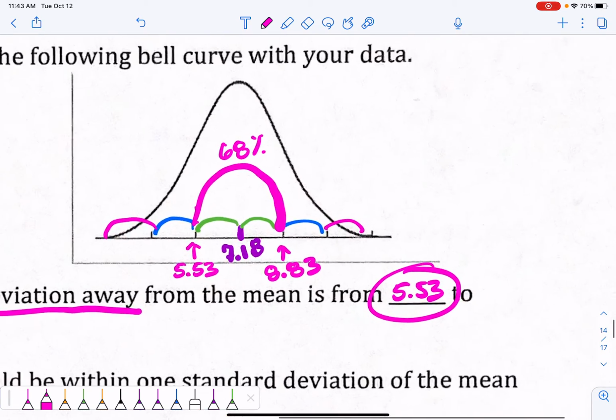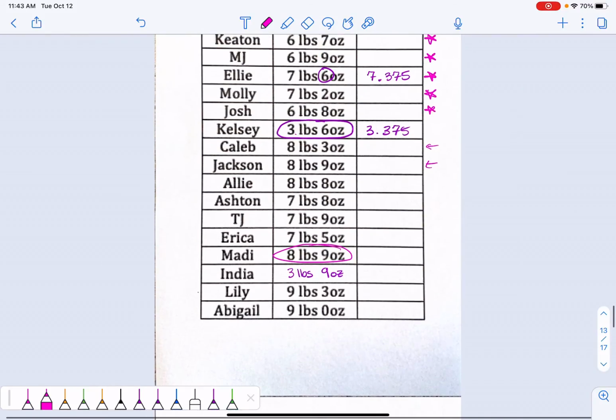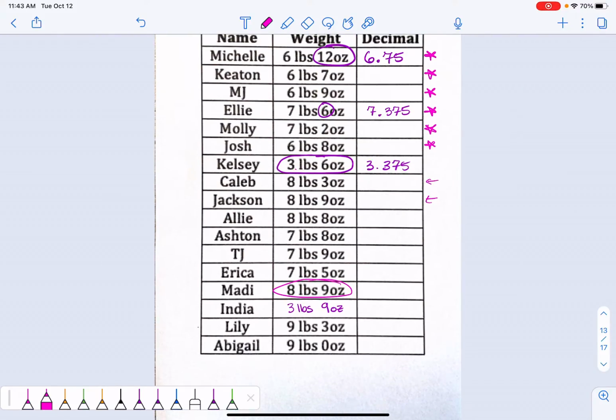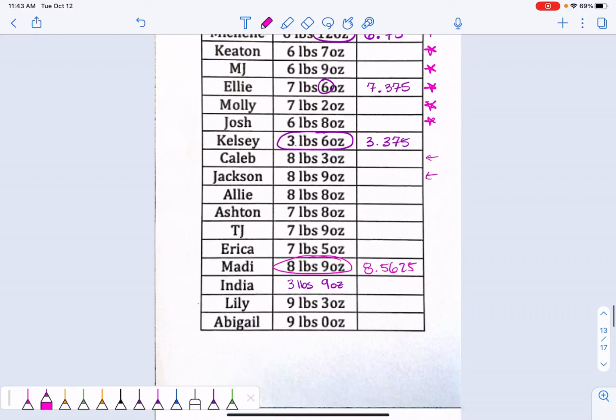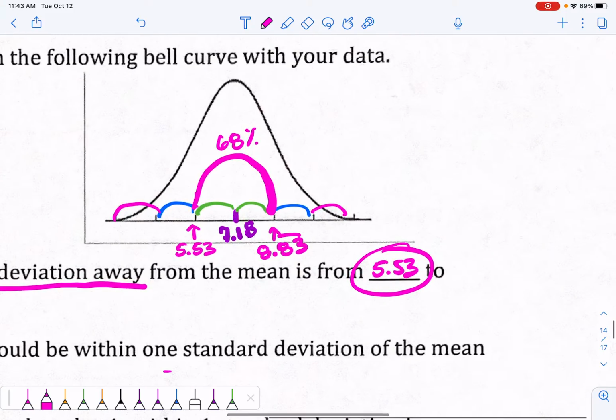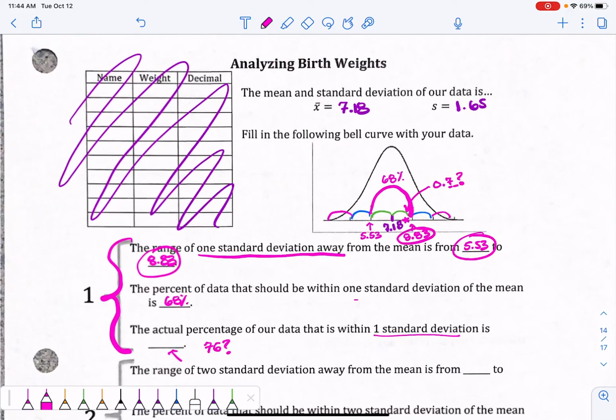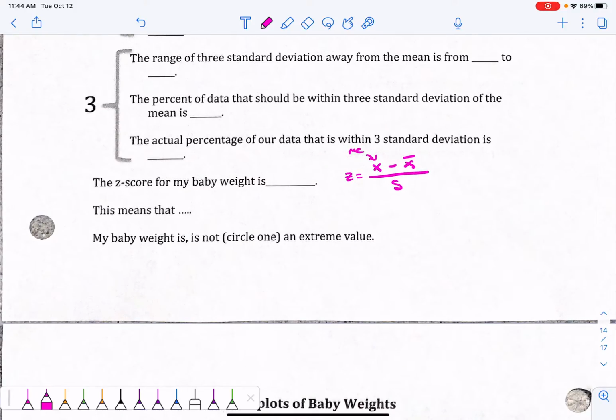Okay, so 8 pounds 9 ounces is going to be, I don't know, 9 ounces, this would be 8.5625. Okay, so you are not quite to the 8.83. You're about right here, so you're not going to be quite 1 standard deviation away from the mean. You're going to be like 0.7, something like that. Okay, so go ahead and find the 2 decimal places for your z-score and figure out what that is. You're going to be approximately 0.7 or 0.8, something like that, and that's going to tell you what your z-score is.